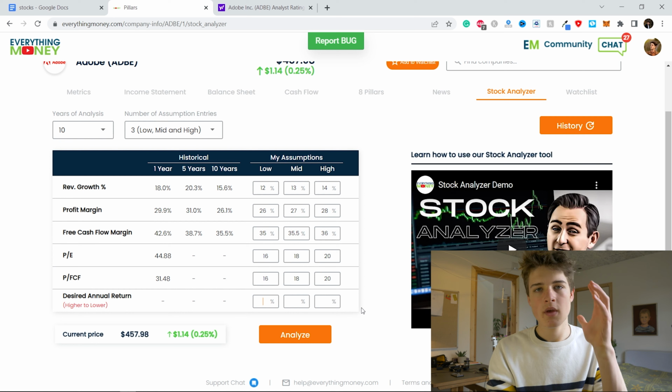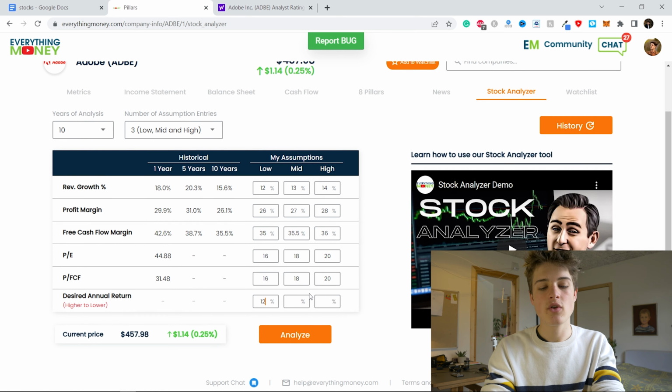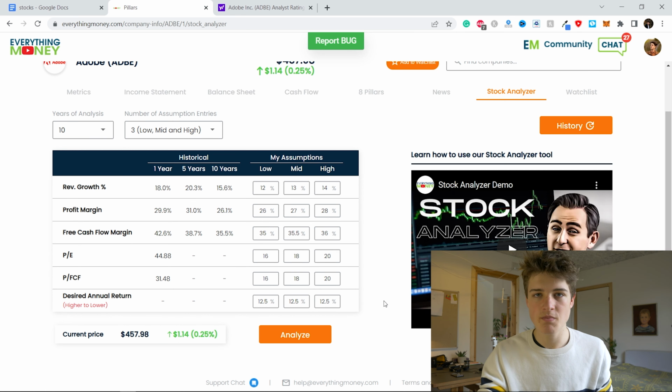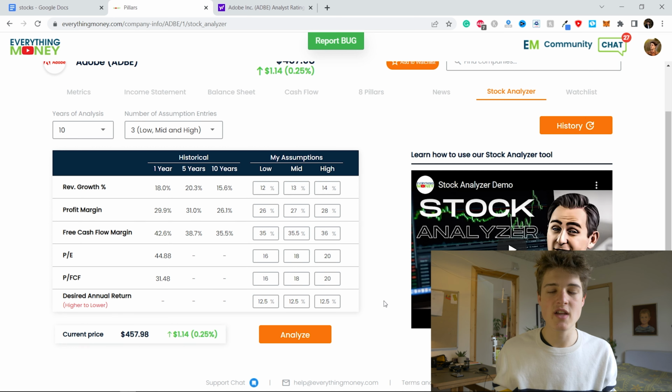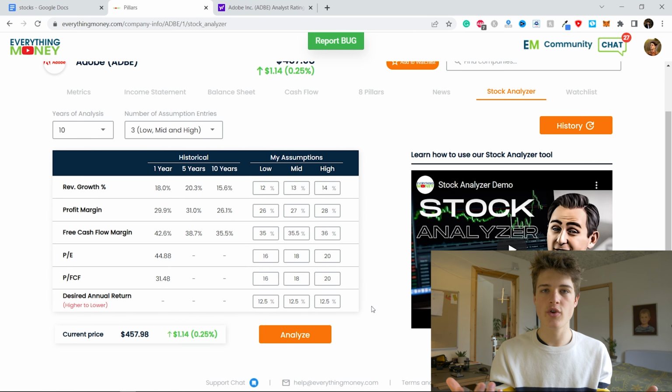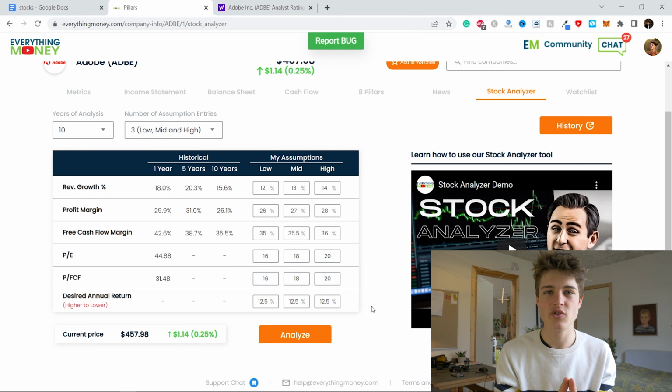So guys, here for the desired annual return, I put in 12.5%. And the reason I always do that is because I want a nice margin of safety. Plus, you could just go out, buy an ETF and get 9 or 10% every year investing in the S&P 500. And you actually want it to be worth your while to invest in the stock. So that's why I take the extra 2.5%. You take on more risk and all these things, so that is a nice margin of safety to have.